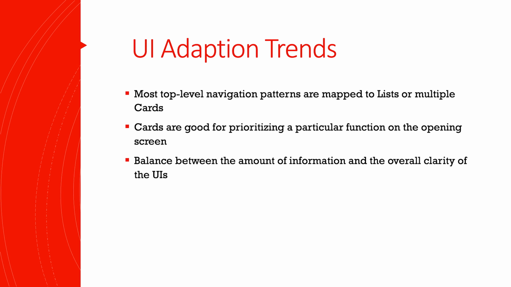Our analysis is based on the problem, how to map a specific phone screen to the watch. Given that, we conclude trends in our dataset. First, most top-level navigation patterns are mapped to lists or multiple cards. Among these cases, the decision to use cards instead of a list appears to be motivated by prioritizing a particular function on the opening screen. As choosing the subset content is critical to building a companion app, when mapping patterns containing previews to the watch, designers need to balance between the amount of the information and the overall clarity of the UIs.